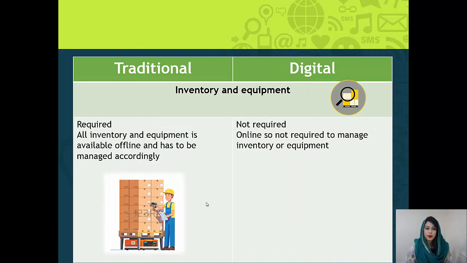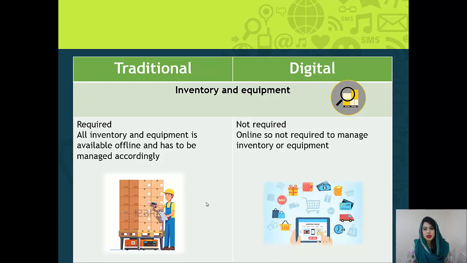Inventory and equipment. Yes, a lot of inventory is required for traditional business. All inventory and equipment is available offline and has to be managed accordingly. For a digital business, inventory is not at all required. The business is online, so it is not required to manage inventory or equipment. All things are managed online.